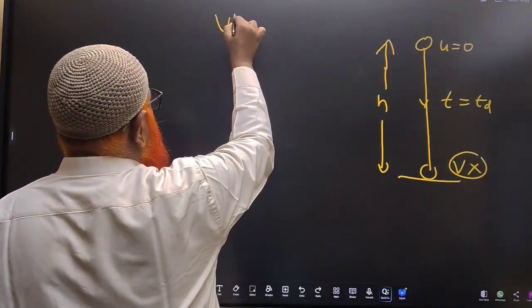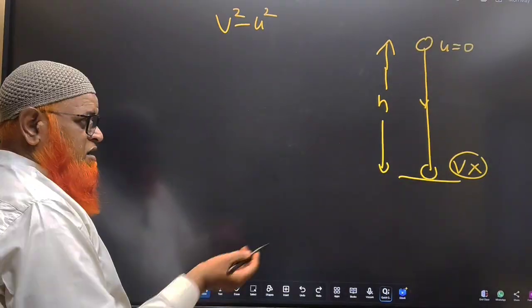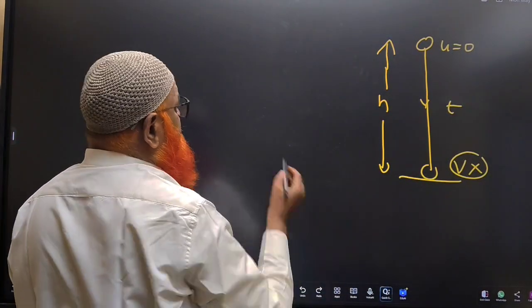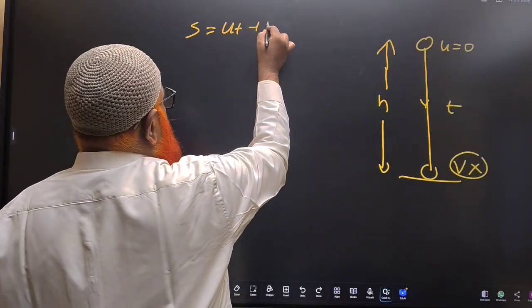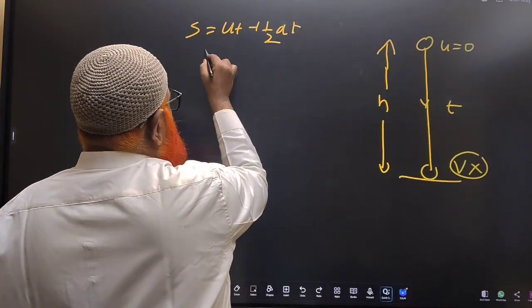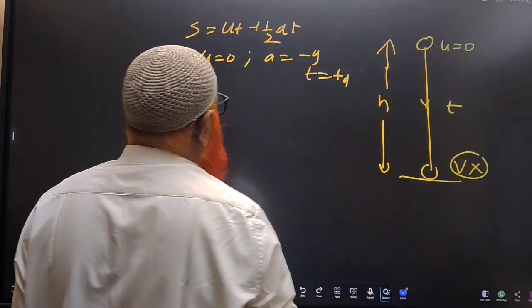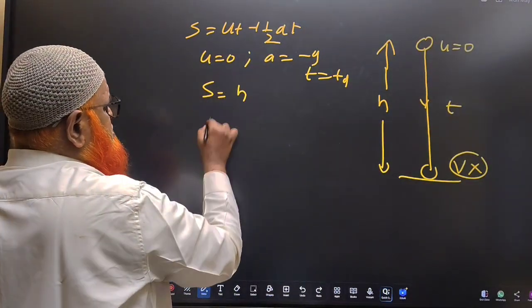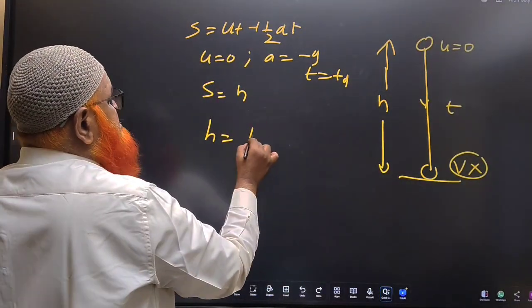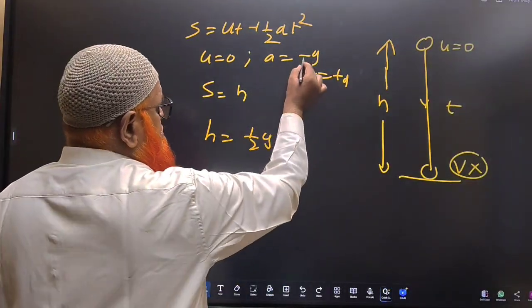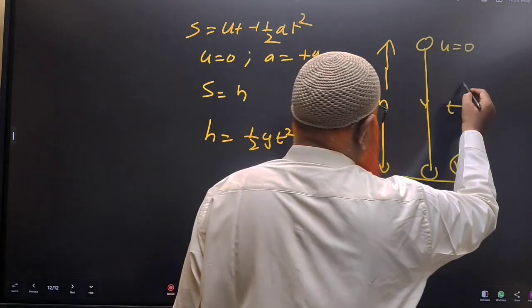Select the formula in which, let's assume time is also not asked, there is no final velocity, and there is a time. So what is the formula you have to select in which there is no final velocity? s is equal to ut plus half at square. So u is equal to 0 and a is equal to plus g, t is equal to td, the time of descent, and s is equal to h. So h is equal to 0 plus half into g t square, isn't it? a is equal to plus g. Very good, because the body is coming downwards.